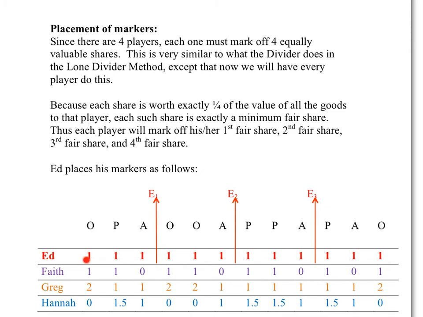He's going to start all the way at the left and count forward 3 Ed points, and then put down a marker. We'll typically call that E1 for Ed's number 1 marker. He proceeds to count forward another 3 Ed points and puts down his second marker, E2. He counts forward another 3 points and puts down his third marker, E3. Okay. Notice that he only needs to put down 3 markers in order to mark off 4 shares.